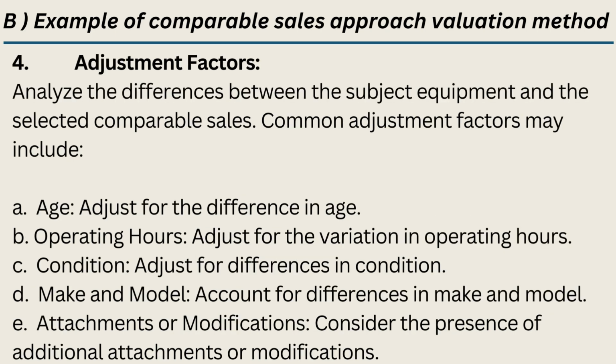4. Adjustment factors. Analyze the differences between the subject equipment and the selected comparable sales. Common adjustment factors may include A. Age, adjust for the difference in age. B. Operating hours, adjust for the variation in operating hours. C. Condition, adjust for differences in condition. D. Make and model, account for differences in make and model. E. Attachments or modifications, consider the presence of additional attachments or modifications.